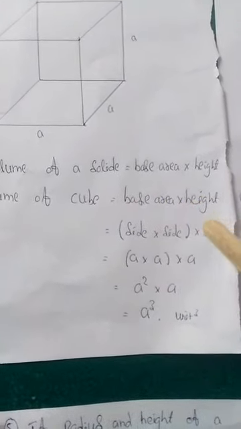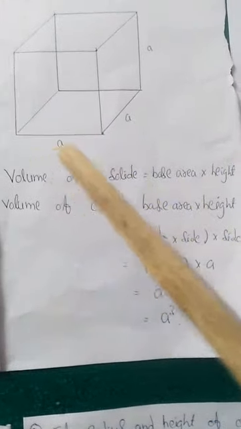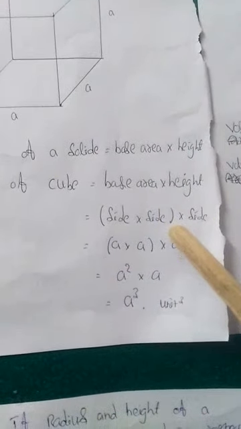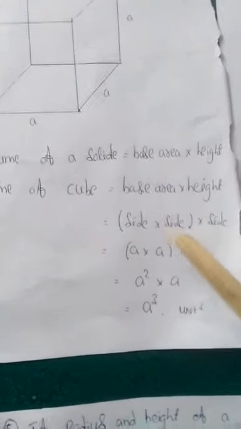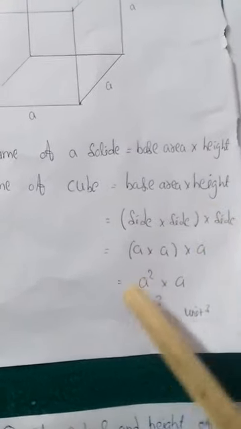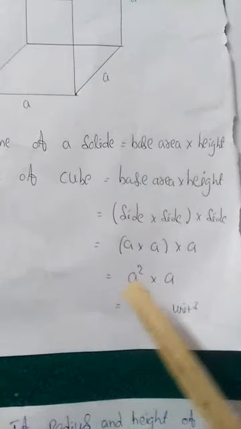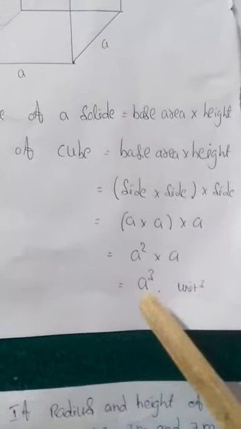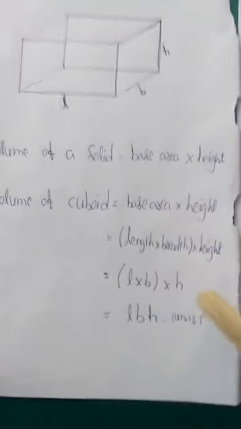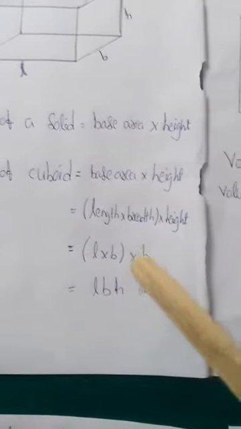Then volume of a cube equals base area into height. What is its base? Every face in a cube is a square, so clearly the base is also a square. So area of square is side into side, into height. Height is also nothing but one side. Now side means I assumed as A. That's why A into A into A. So A into A is A square, into A. A square into A is A cube. That means side cube, cubic units. So volume of cube is A cube, where A is side. Volume of cuboid is LBH, where L is length, B is breadth, H is height.